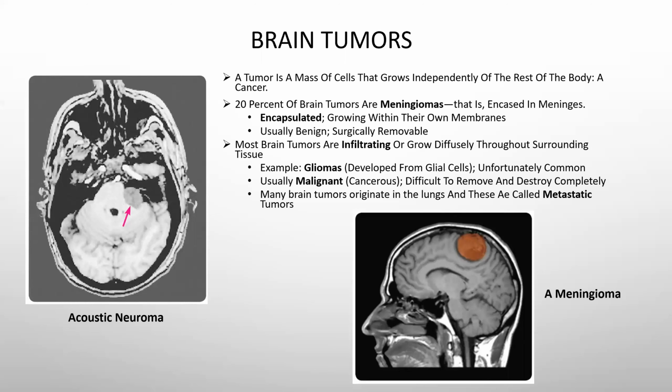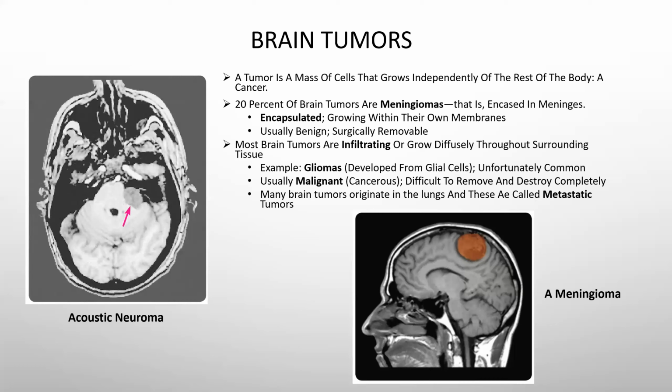Okay. In the brain, we're specifically looking at encapsulated tumors. Okay, so it says 20% of brain tumors are meningiomas, which means that they're encased in meninges. They are encapsulated, which means they grow within their own membrane, and they're usually benign, which means they're non-cancerous. Unfortunately, though, most brain tumors are infiltrating, which means that they grow diffusely throughout surrounding tissue.